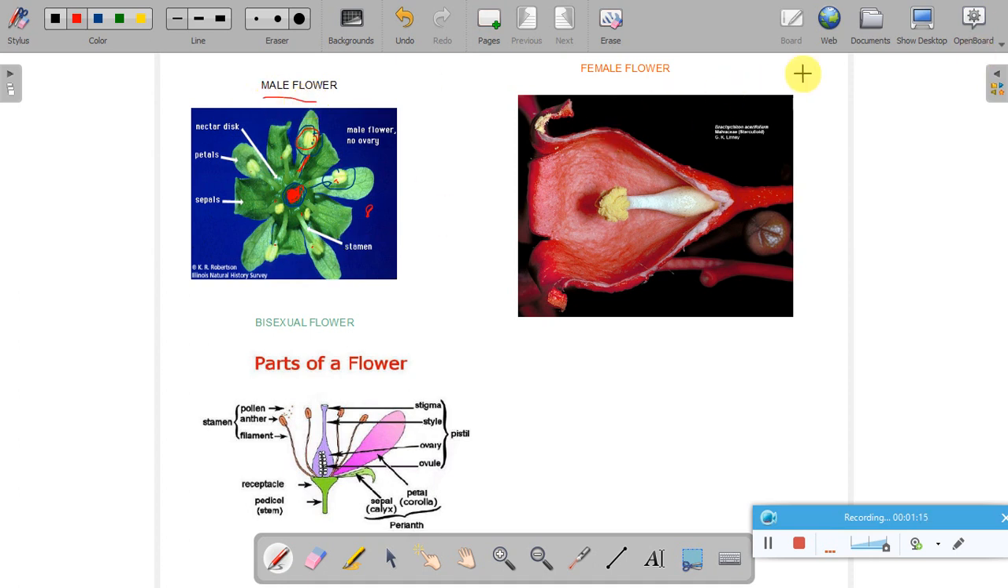Now moving to the female flower. If you look at this flower here, for this I'll use another color. Only this part is present. Only the ovary is present. So we have the stigma, we have the style and we have the ovary. We can neither see the anther here nor do we see the filament. So basically we just have the female parts present in this picture. So this is a female flower.